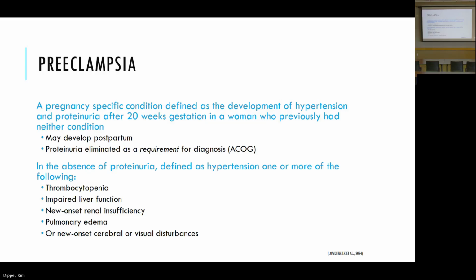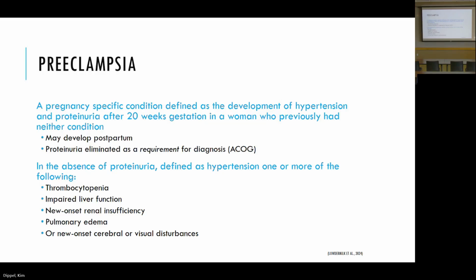So preeclampsia is a pregnancy-specific condition. It's not only the development of hypertension and/or proteinuria after 20 weeks gestation in a woman who's previously had neither condition. It could also develop in the postpartum period. And it is not just the proteinuria. So since 2013, ACOG redid their definition of preeclampsia. The great thing is they didn't just focus in on renal involvement, but looked at the whole body function.